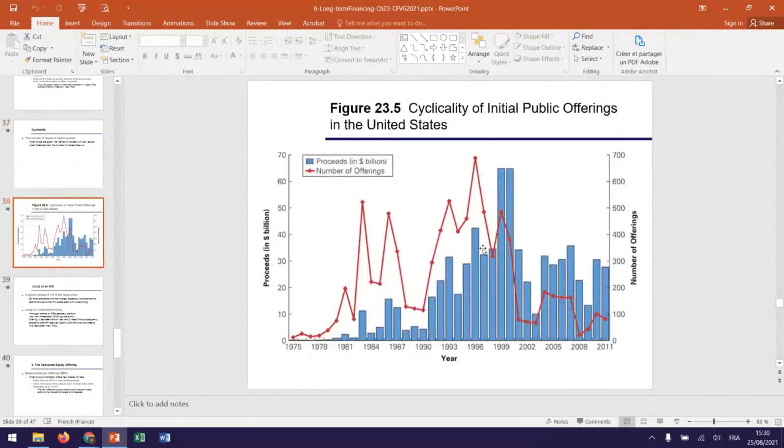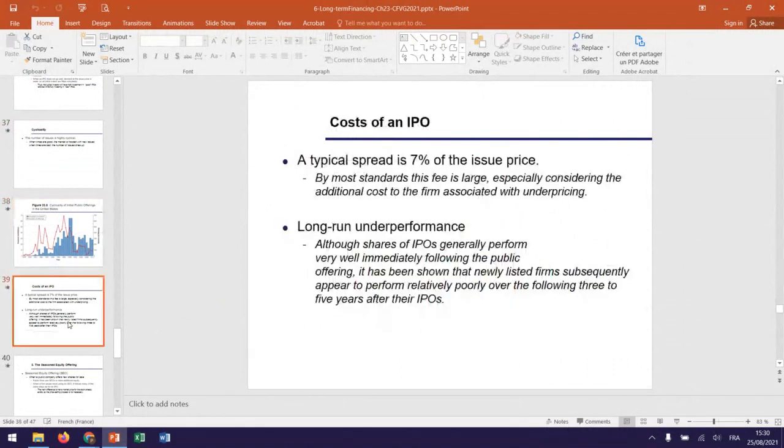This is an example of information from the US. The cost of the IPO is typically a spread of 7% of the issue price. Also, much research shows the long-run underperformance of IPOs. Most of those IPOs, in the long run, with 24-month or 36-month returns after the IPO, underperform relative to other comparable firms.